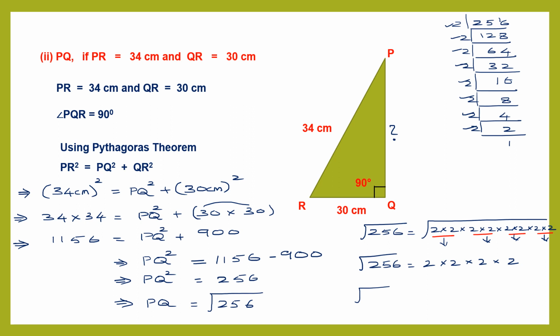So now the square root of 256 will be, when we multiply, 2 2's are 4, 4 2's are 8, 8 2's are 16. So 256, the square root is 16. So we have found the measurement of PQ, and PQ is 16, and that is 16 centimeters. So we have found our answer. PQ is equal to 16 centimeters.